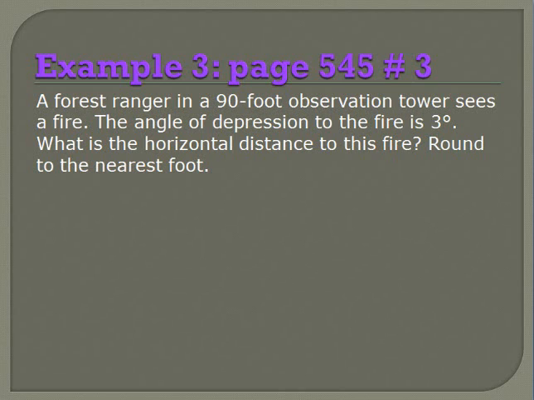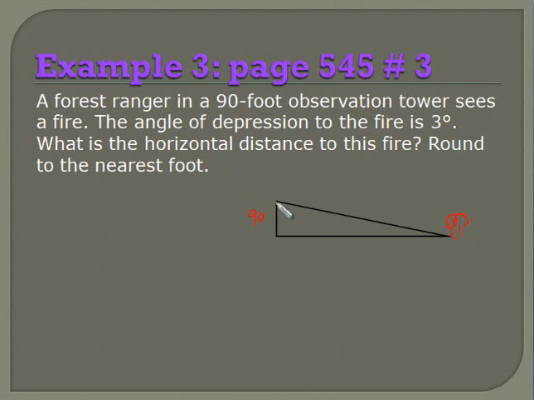All right, example 3. A forest ranger in a 90-foot observation tower sees a fire. The angle of depression to the fire is 3 degrees. What is the horizontal distance to this fire? Once again, let's start off by drawing a picture. We were told that a forest ranger is 90 feet above in an observation tower. So he's up here and he sees the fire over here. Let's say we have the trees here.